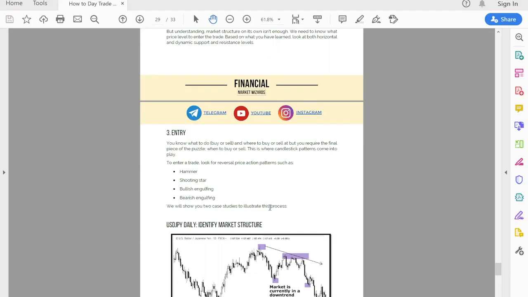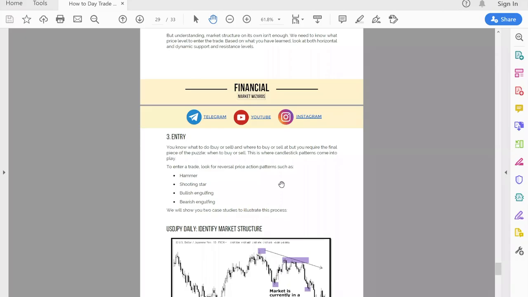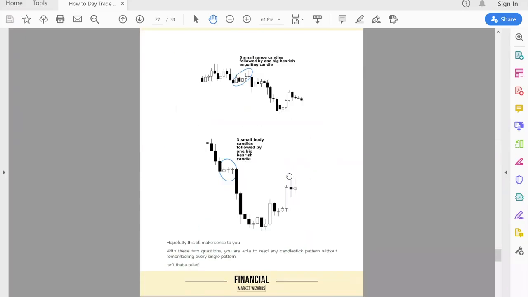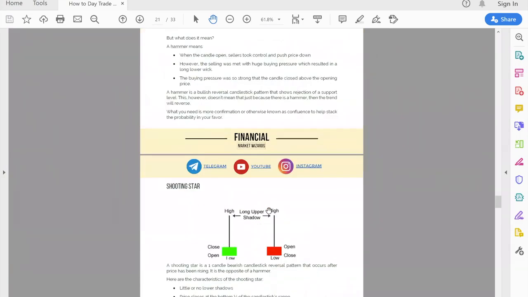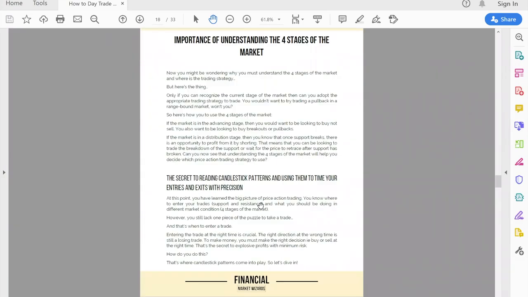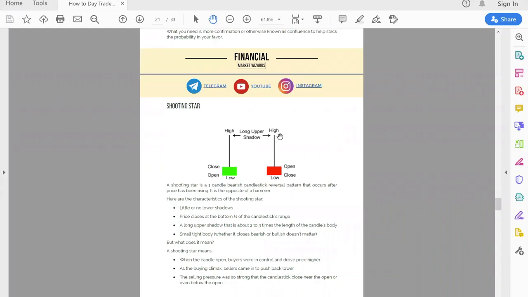We need a form of candlestick pattern. This could be a hammer, a shooting star, a bullish engulfing, or a bearish engulfing. If you do not know what these candlestick patterns are, it's all covered in this PDF. We have how to read the candlestick. You have your shooting star here.